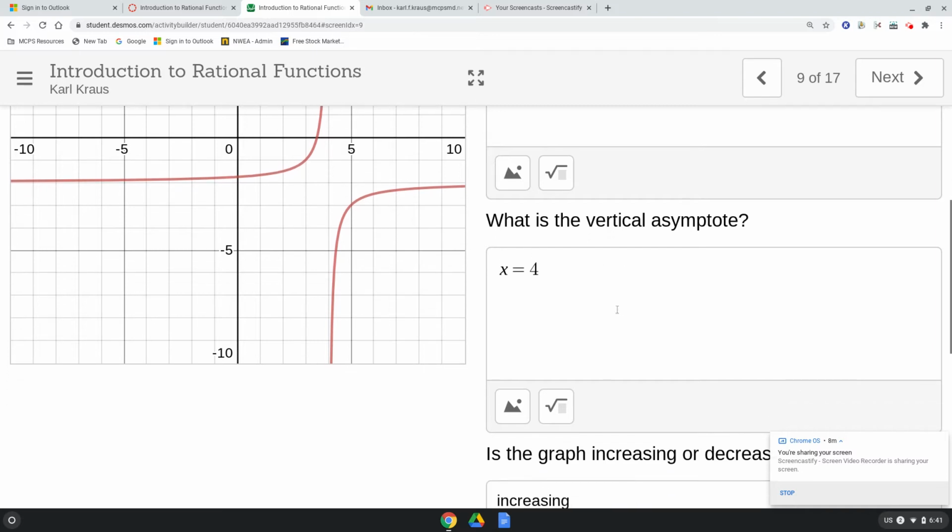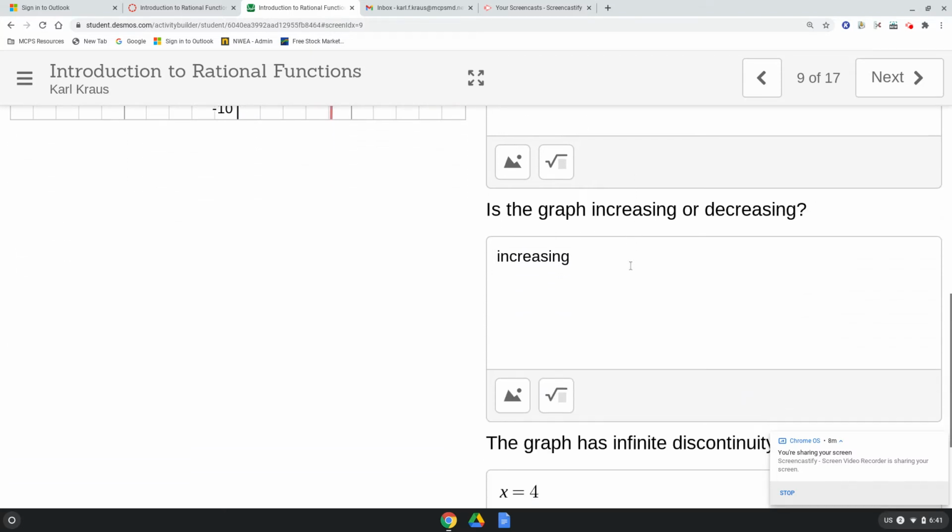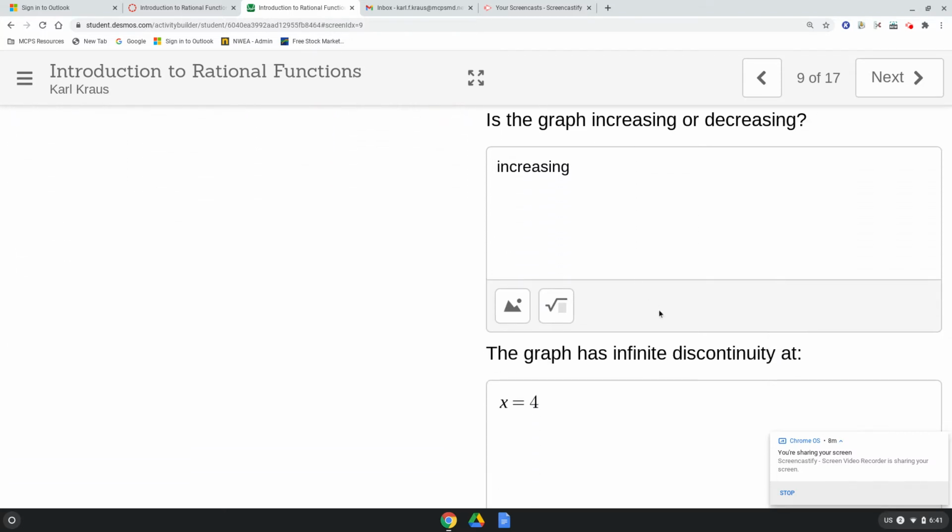Is the graph increasing or decreasing? So left to right, this graph is increasing. And discontinuity at the asymptote x equal 4.